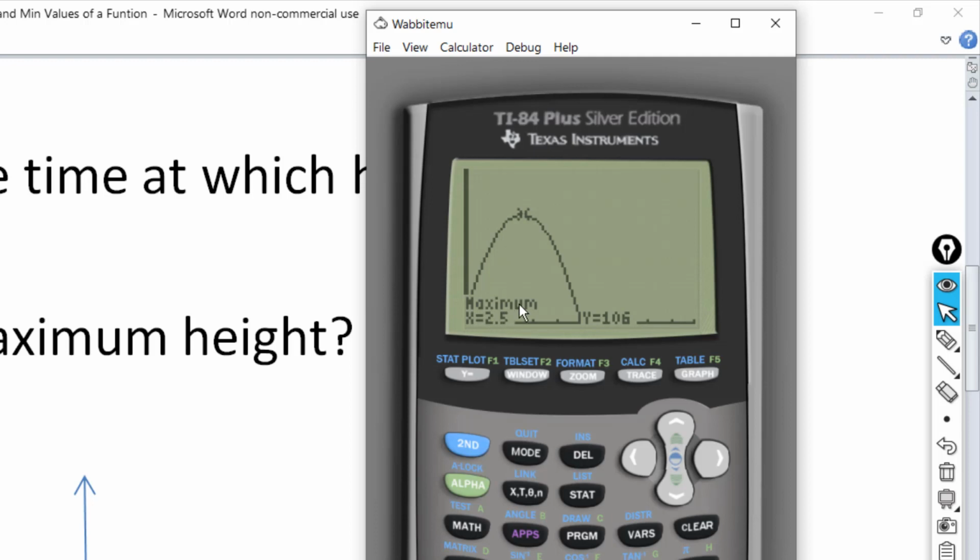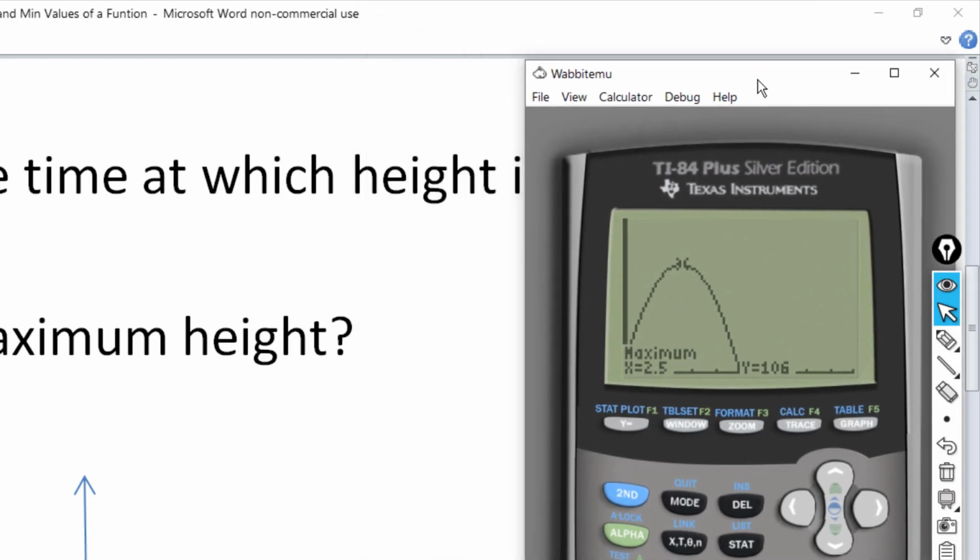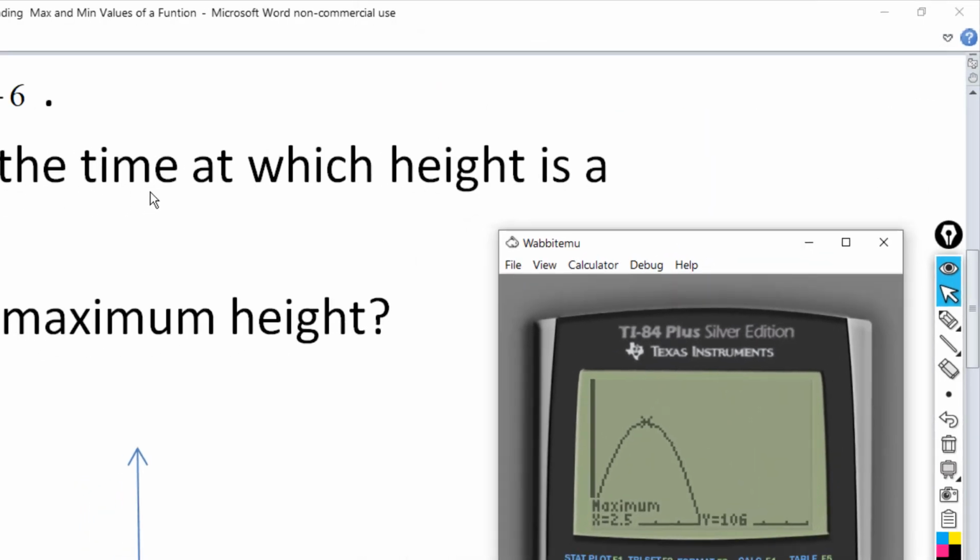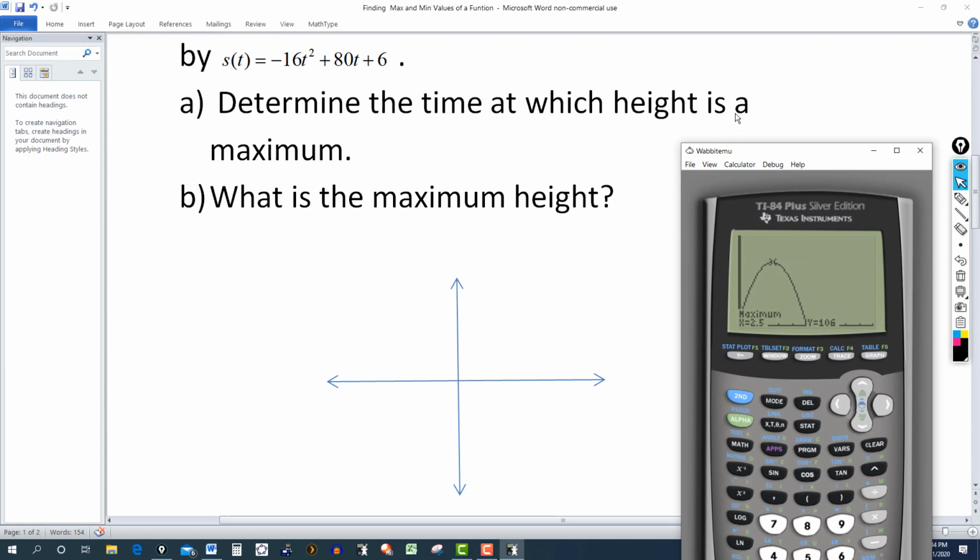So it tells me maximum x equal to 2.5, y equal to 106. So this is telling you that the maximum value is 106, and that occurs at a value of time. Remember, here we're dealing with time, x equal to 2.5 seconds. Okay, so we come over here, it says determine the time at which height is a maximum. Okay, that would be 2.5 seconds.